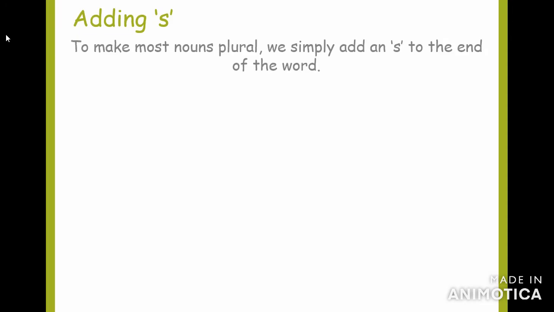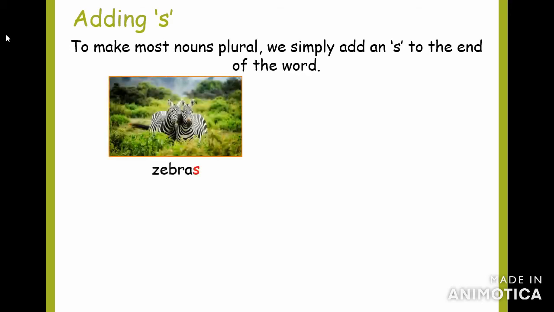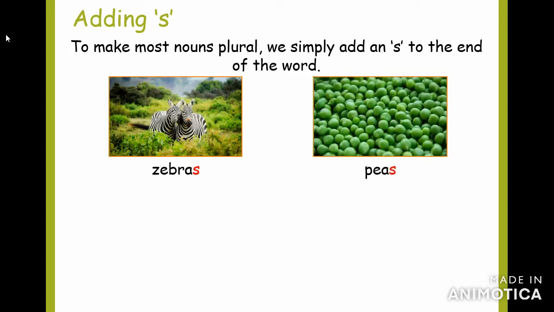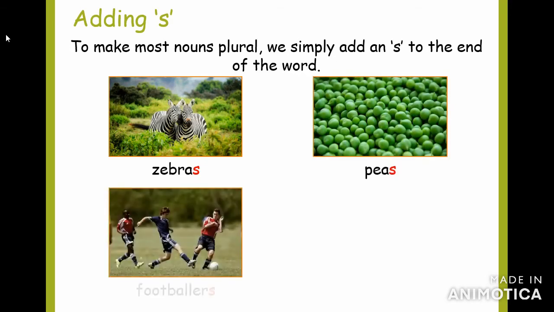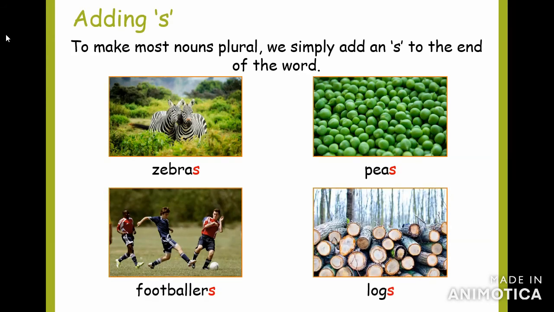Adding s. To make most nouns plural, we simply add an s to the end of the word. So, for example, in the word zebras, we've added an s onto the end, so we know that there's more than one zebra. We've got the word peas, footballers, and logs.